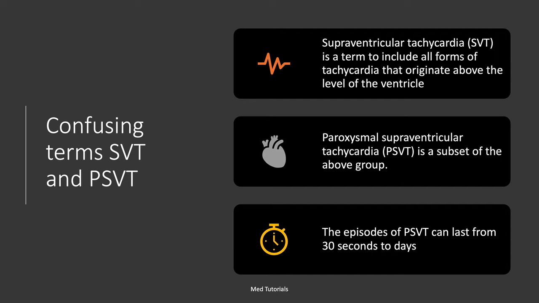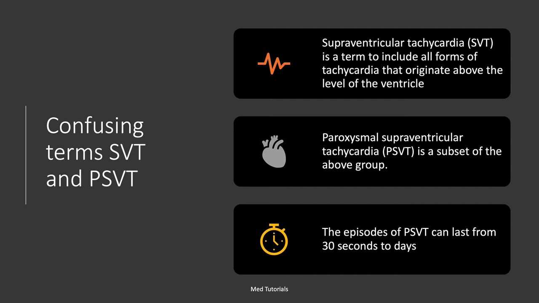Paroxysmal supraventricular tachycardia, the second term that we're dealing with, is a subset of the above. So when you have paroxysmal attached to supraventricular tachycardia, we're actually talking about a smaller subset of supraventricular tachycardia. Now by paroxysmal we mean episodes or attacks of a form of tachycardia. Here again we need to understand that these episodes or attacks can last from 30 seconds up to a few days.